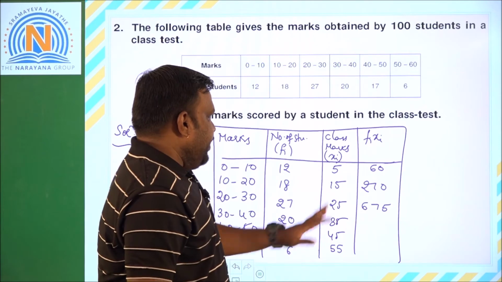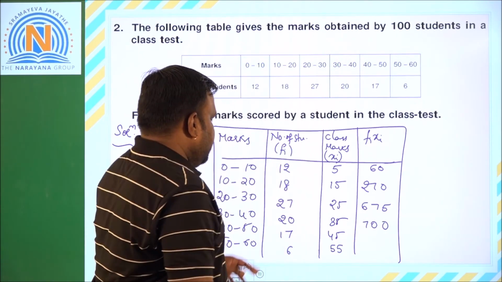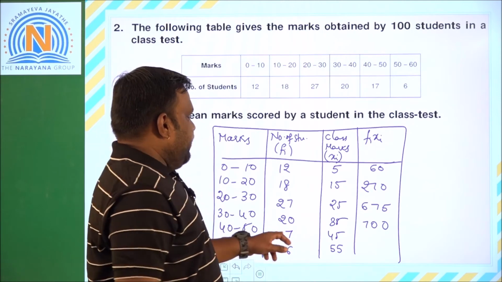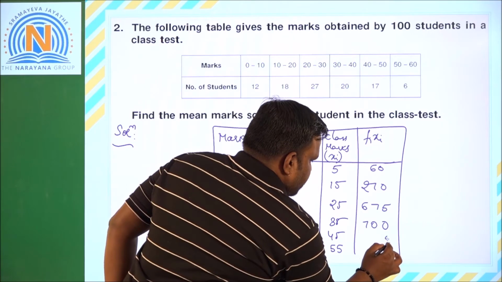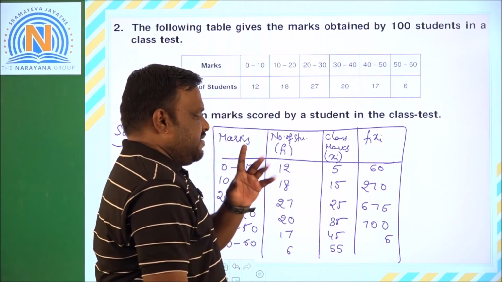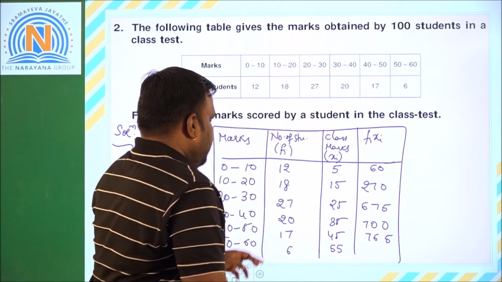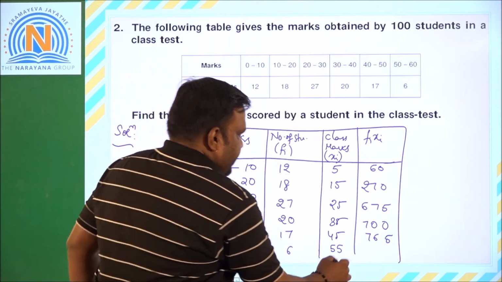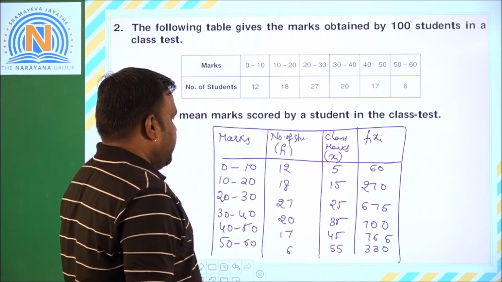Next 20 into 35 will give you 700. And next 17 into 45: 17 5s will give you 85. Write this: 17 4s are 68, plus 8, that will be 765. And the next, 6 into 55 will give you 330. So these are the values we got right now.